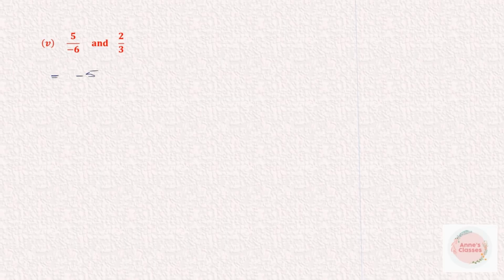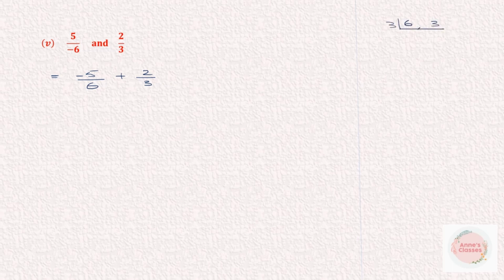Question 5. Now here also as you can see the denominator is negative. So let's transfer this minus sign to the numerator. So what does this become? This becomes minus 5 by 6 and we are adding 2 by 3 to it. So again the denominators are different. So we find the LCM of 6 and 3.